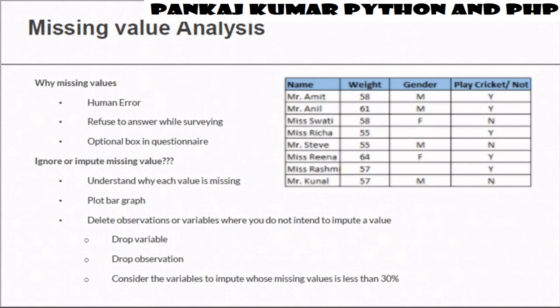What we can do is either delete the whole observation. If you look at this fourth observation, whose gender cell is missing, you can drop this whole observation so that you get data free from missing values. This is one method. The second is to impute the missing values with multiple techniques. Now let us learn the different techniques to impute the missing values.